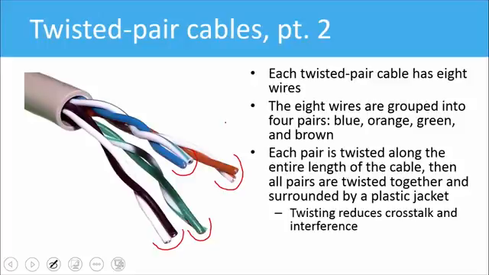Notice that within each pair you have one that's solid, and then you also have one that is, I guess you would call it striped, right? It's white with an orange stripe in this case for this specific example, but that's the case for every single pair. Each pair is twisted, that's where the twisted in twisted pair comes from, in order to reduce something called crosstalk and interference. We'll detail what crosstalk and interference are in a little bit, okay? So don't worry about that right now.